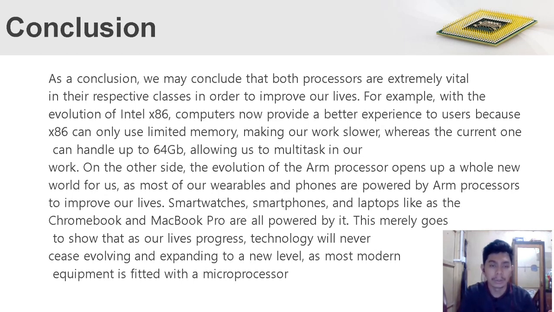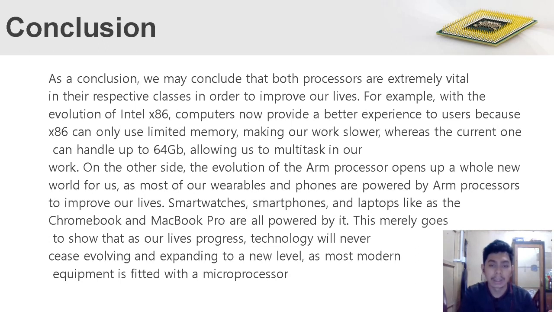Today I'm going to talk about the conclusion for our topic. We may conclude that both processes are extremely vital in their respective classes in order to improve our life. For example, with the evolution of Intel x86, computers now provide a better experience to users because x86 can only use limited memory, making our work slower, whereas the current one can handle up to 64 GB, allowing us to multitask in our work.